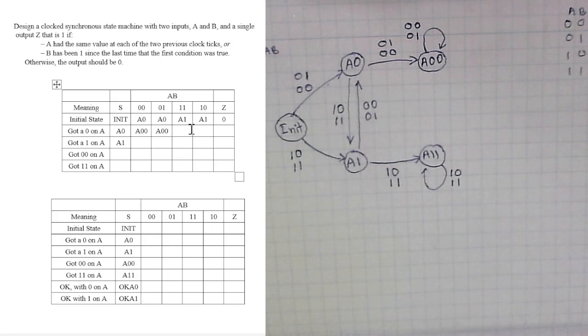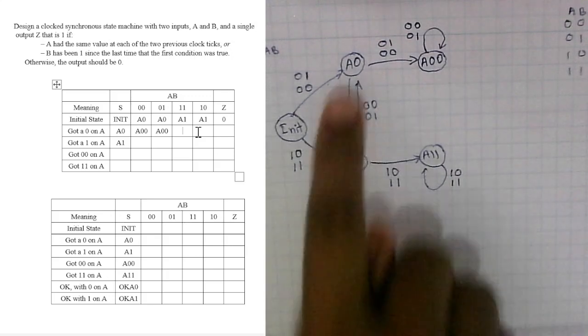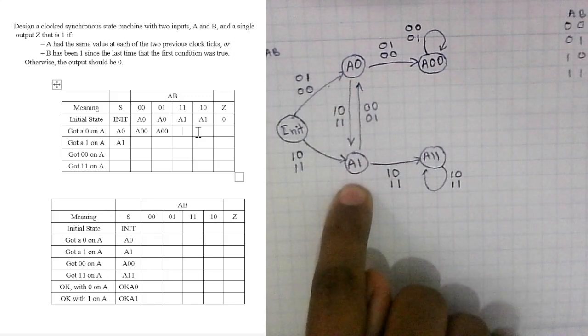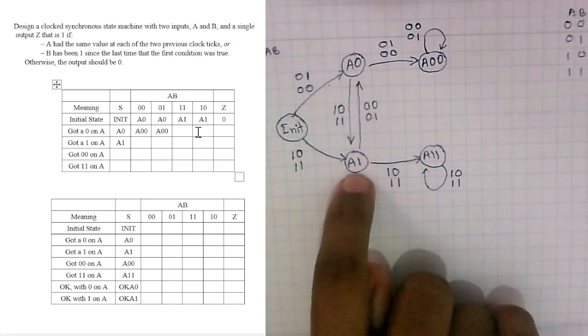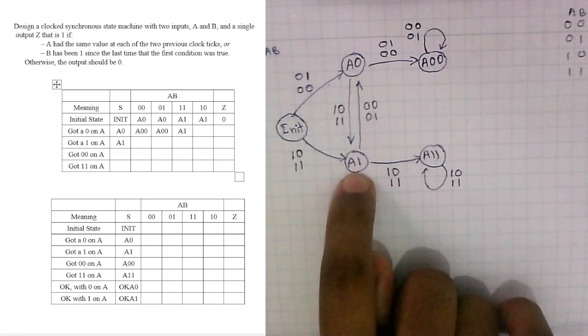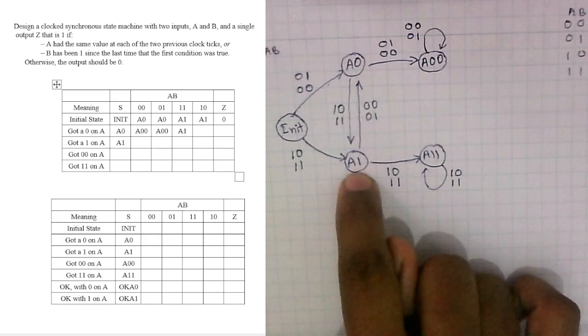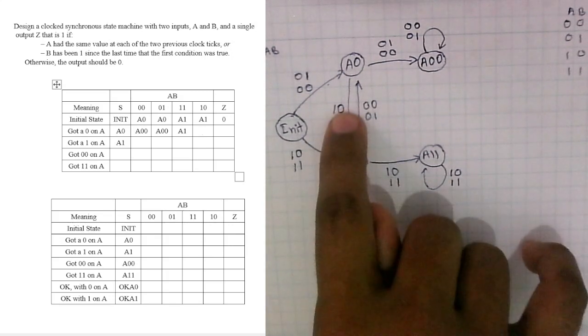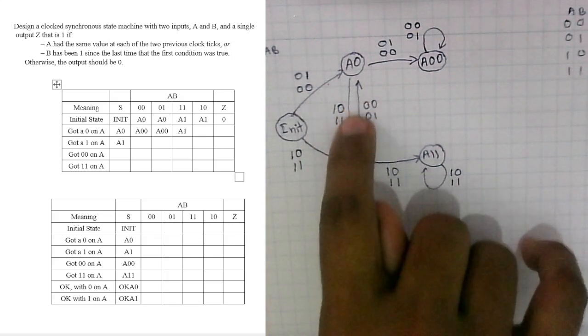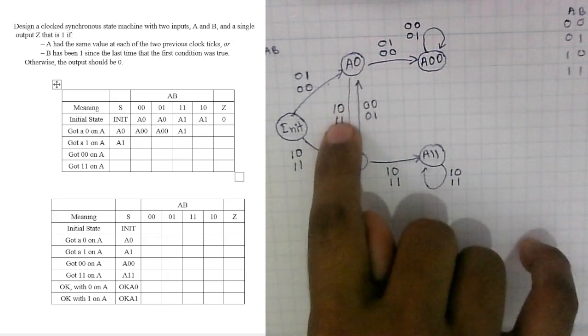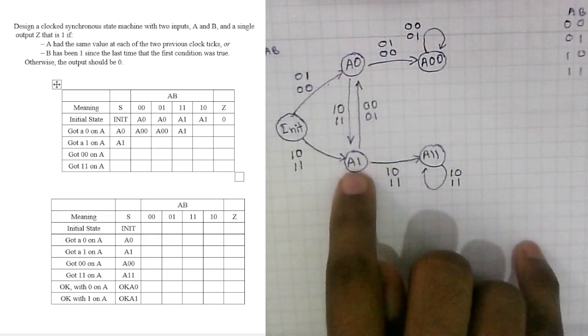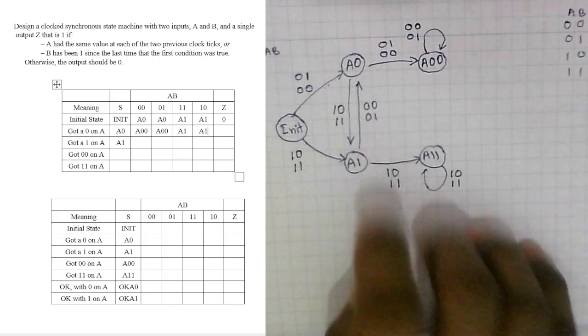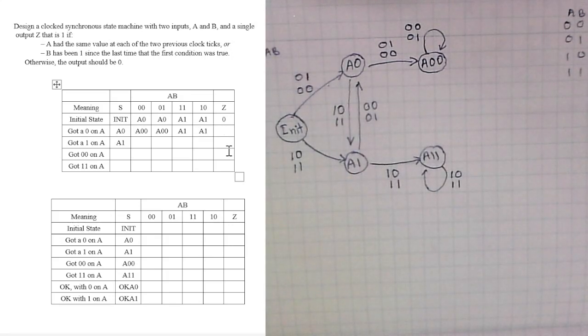But if I get 1 1, that means I have only one consecutive one in my input a, so I'm going to a1. Whereas I have 1 0, still I'm neglecting my b, right? Because my a is 1, so I have only one consecutive one, so I can still go to a1 and the output is also 0.